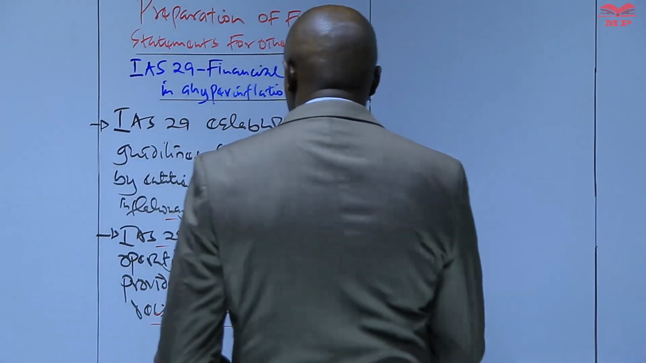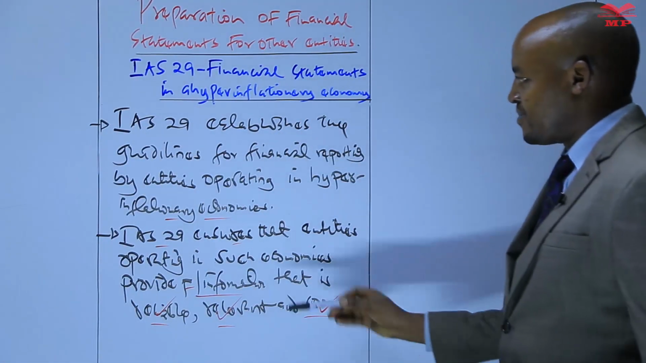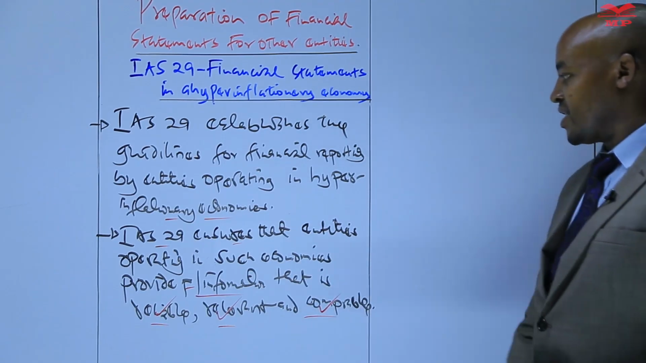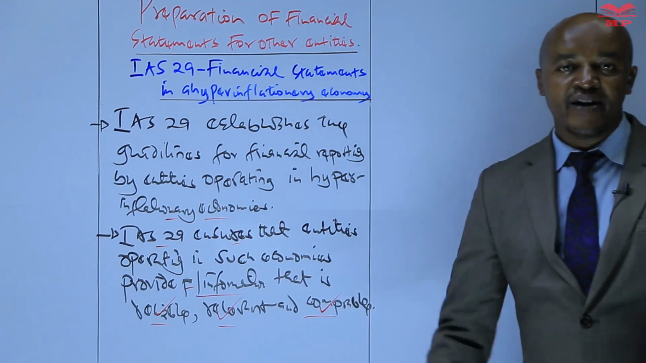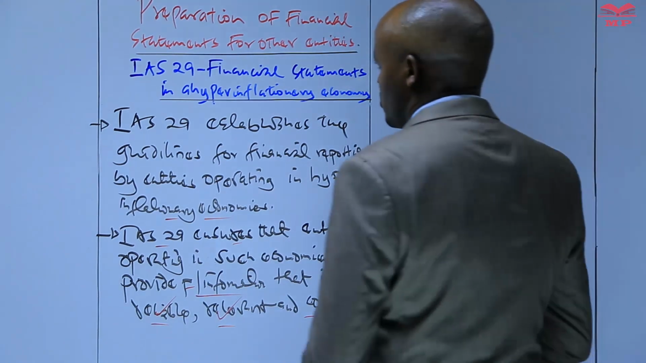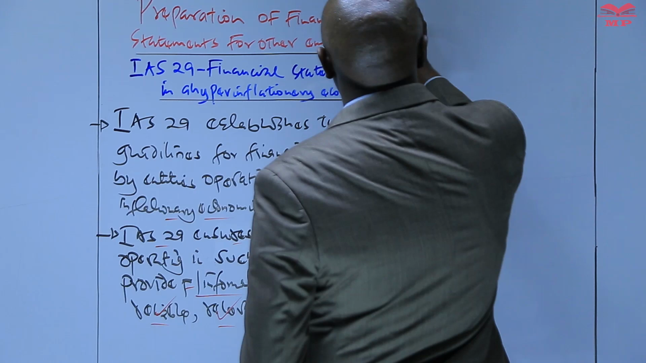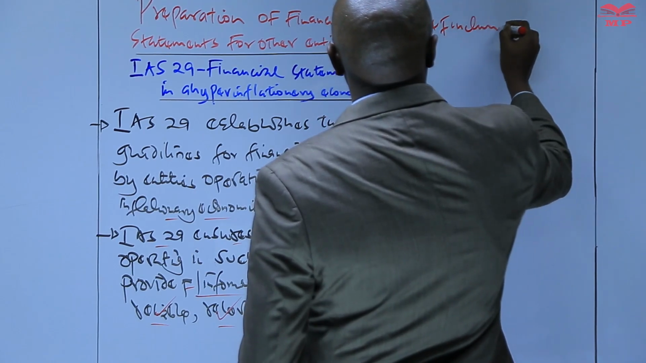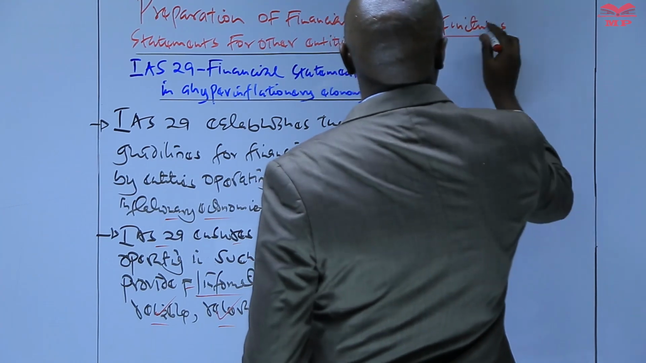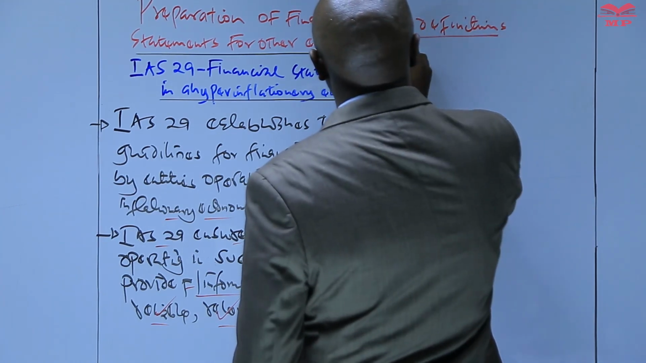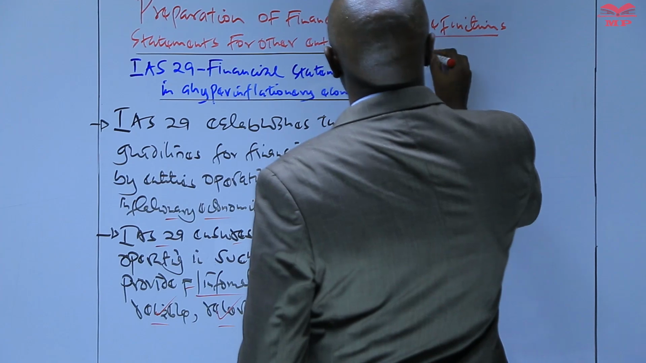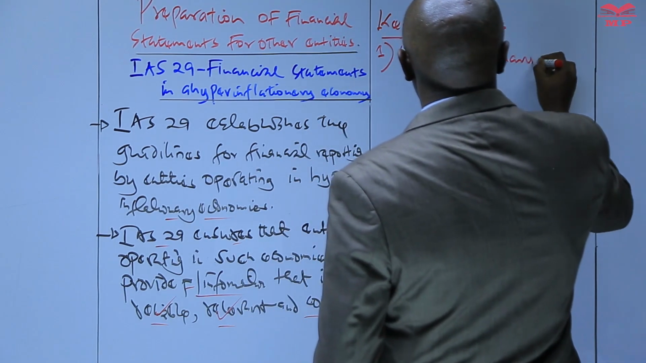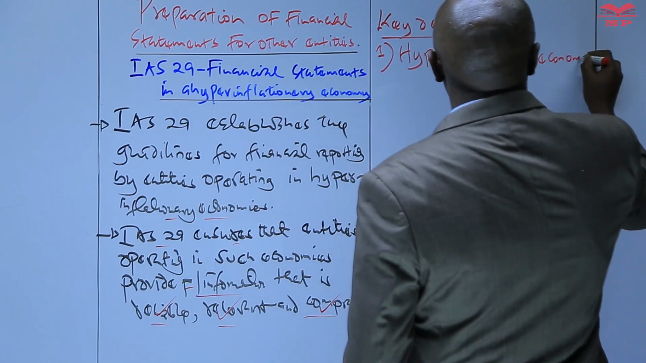So in this case, there are some key terms we need to define here, which I've already mentioned. We need to define what is a hyperinflationary economy, and also there is another term we have mentioned about the functional currency. So let's look at those key definitions. The first term we need to define is hyperinflationary economy.